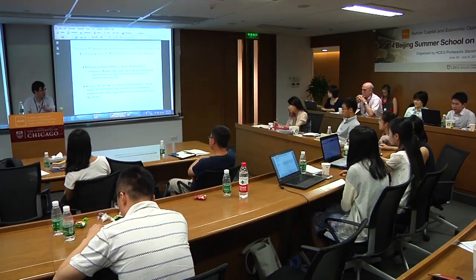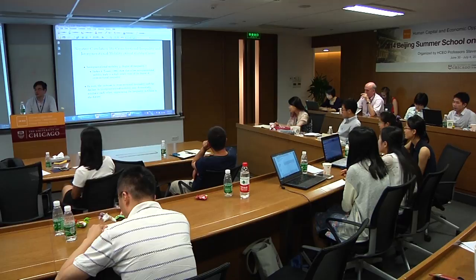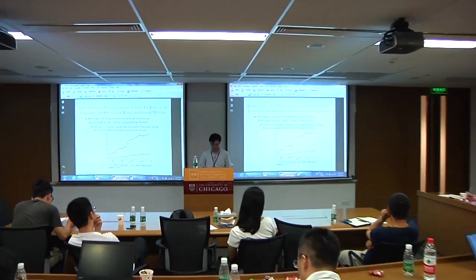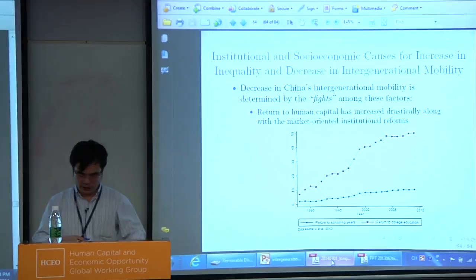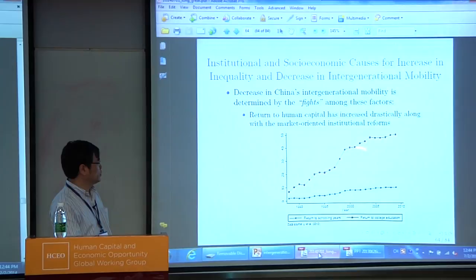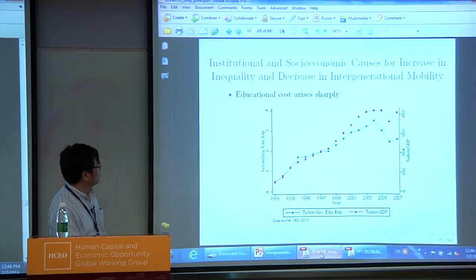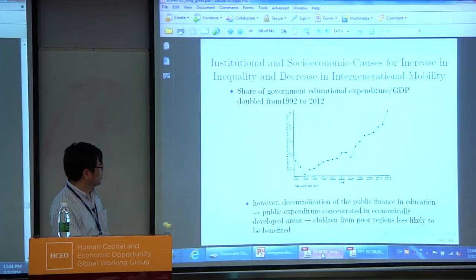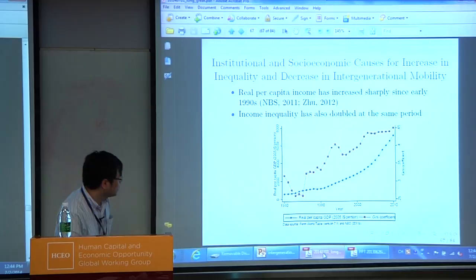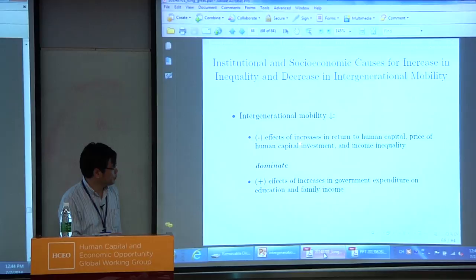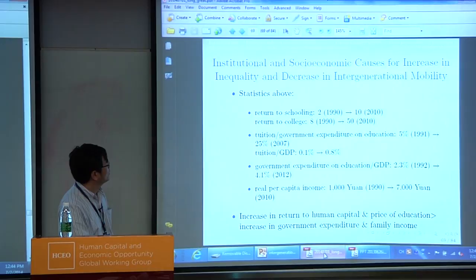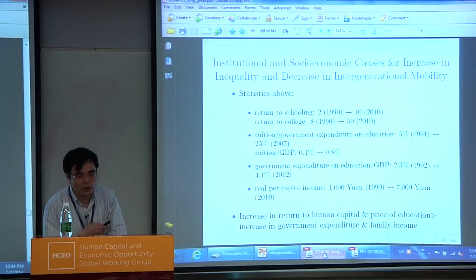Okay, so that's bad news. They can reinforce each other, that's really too bad. So what's going on is determined by the interactions among those factors. As we have seen earlier, return to schooling has gone up a lot, so no need to repeat. Education costs going up sharply, I already expressed. Share of government, we actually showed those already. So as I said, intergenerational mobility is going down, implying the effect of the increase in return to human capital, the price of human capital, and income inequality is dominating the other two effects, as I said earlier. This is just to further validate our claims.